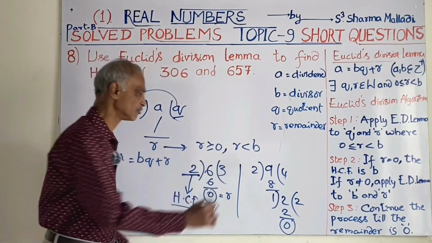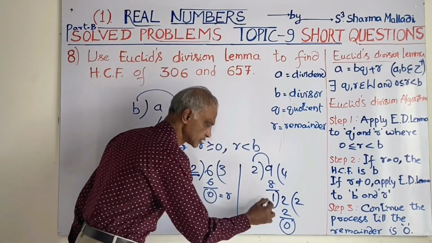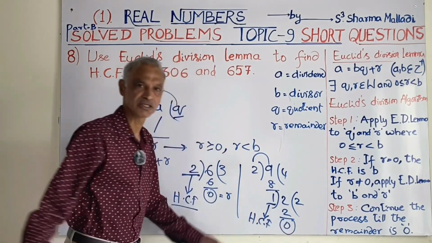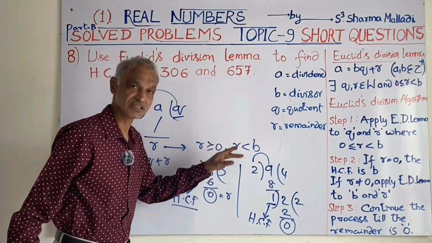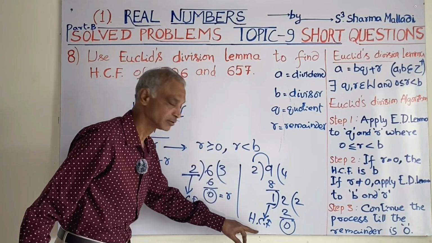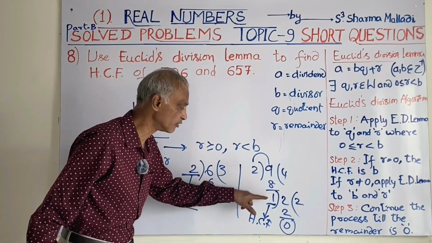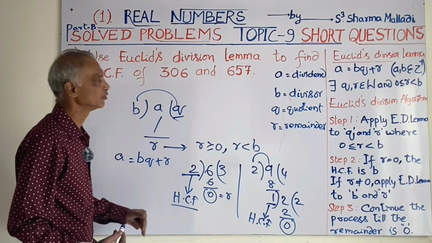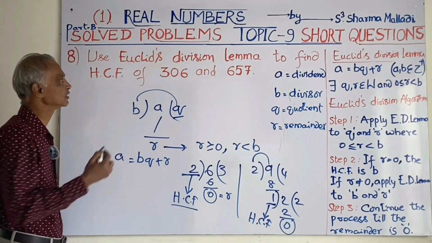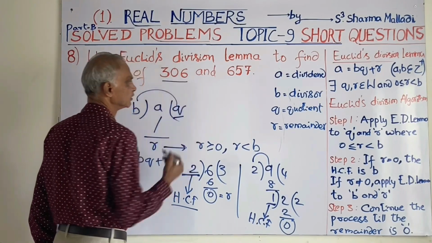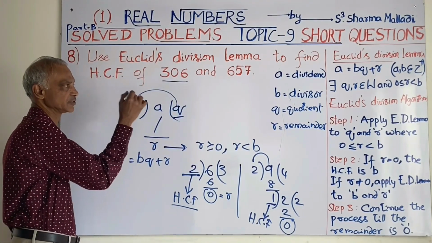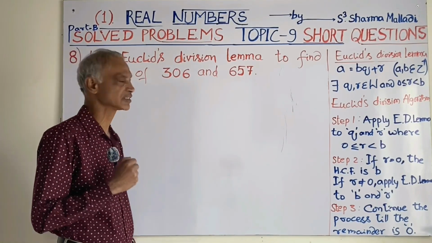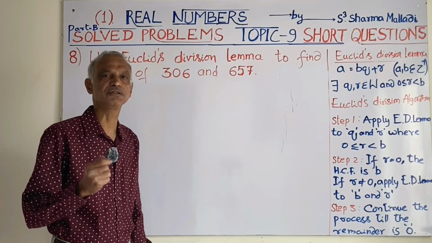What is the HCF of 2 and 9? That is 1, because you got remainder 0. Already you know 2 and 9 are co-primes. Now we have to apply Euclid's division lemma to find the HCF of 306 and 657. To find the HCF of 306 and 657, it is better to use the division method.